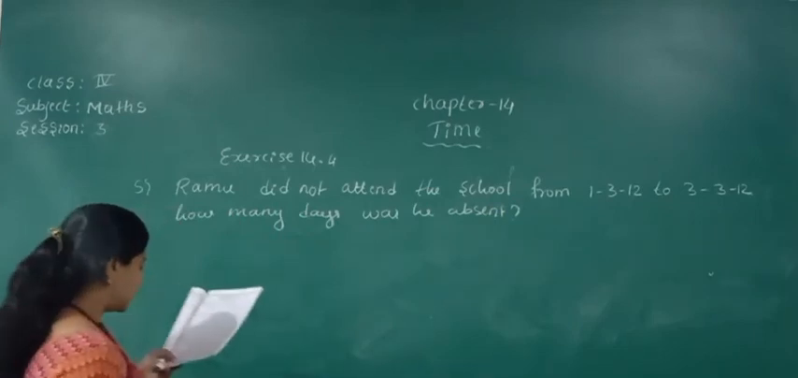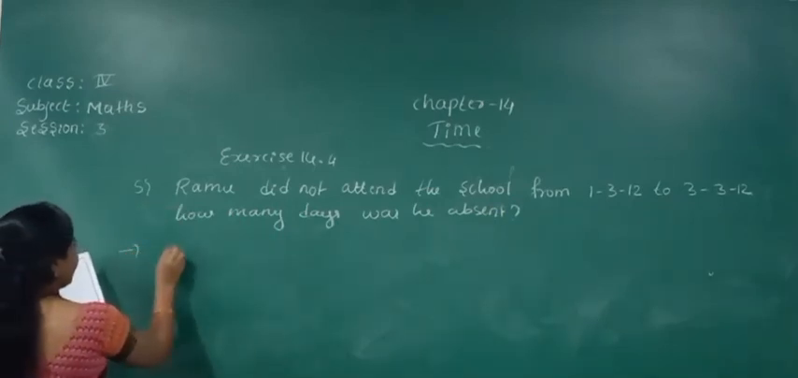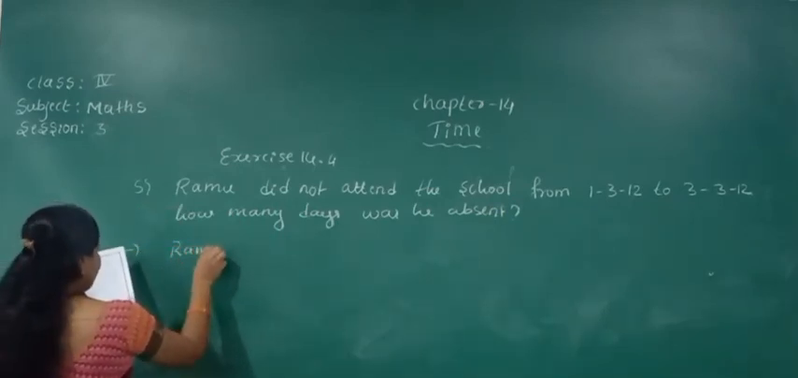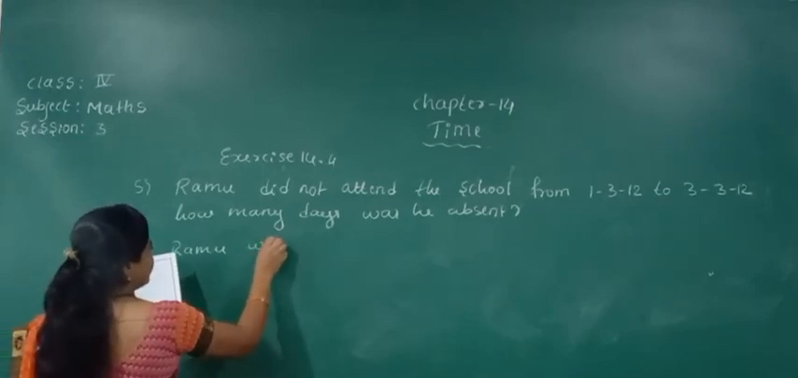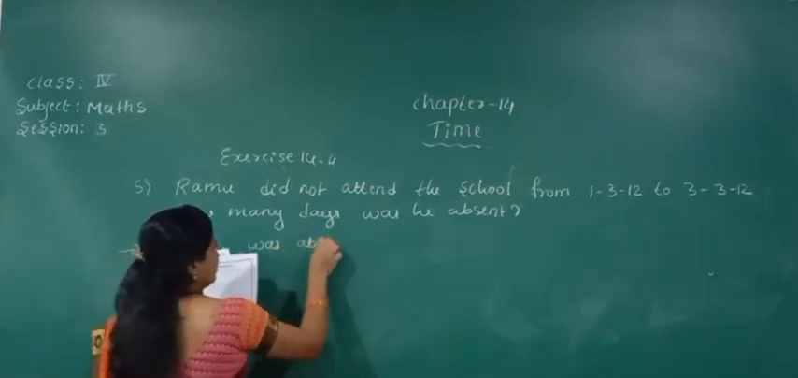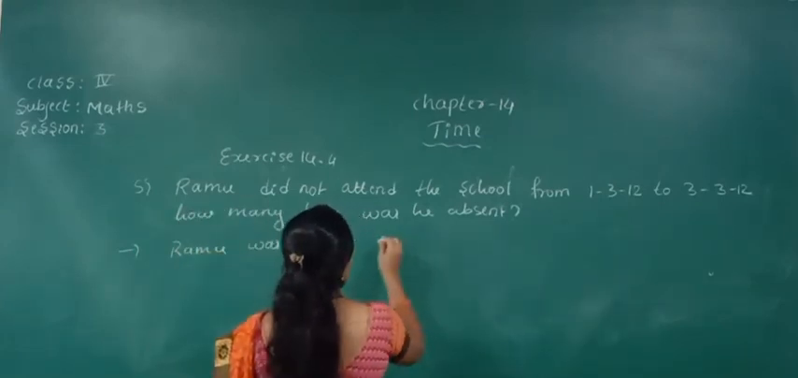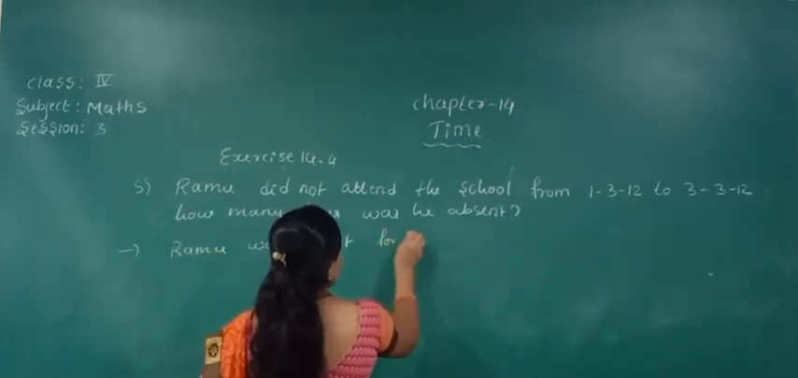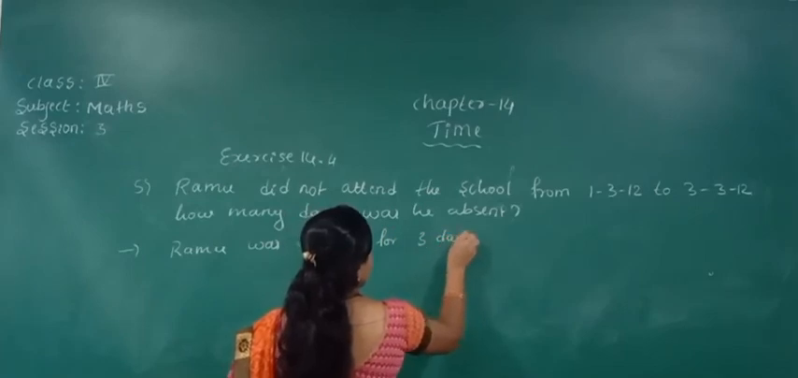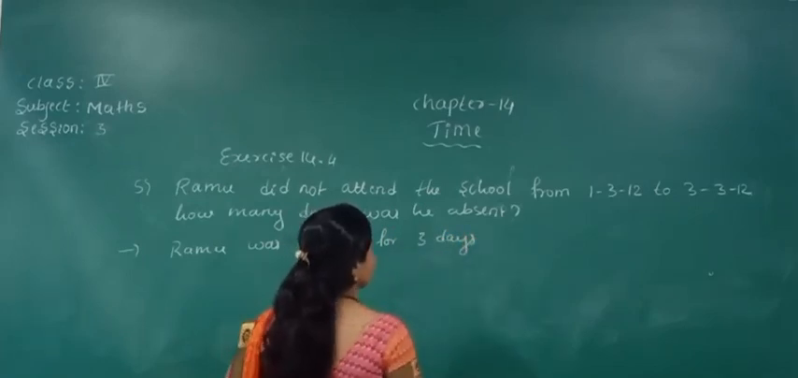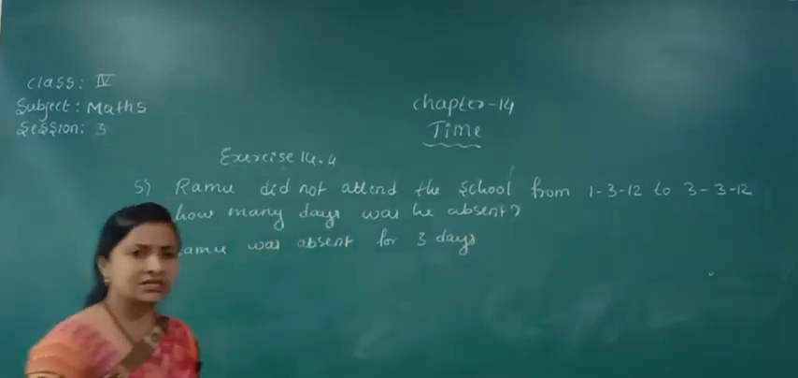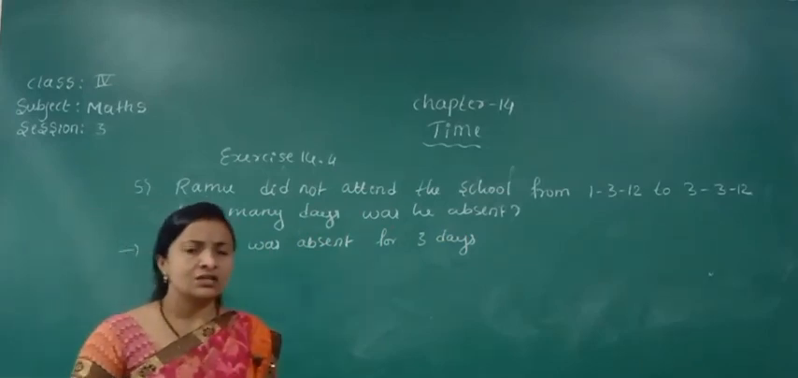Okay, see here, Ramu was absent for 1 to 3, means how many days? For 3 days. Yes, he has taken leave for 3 days. Understood this one? Yes, students.